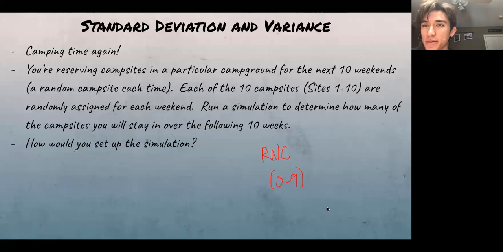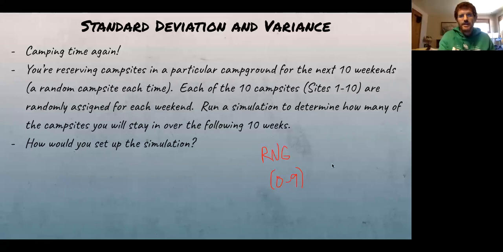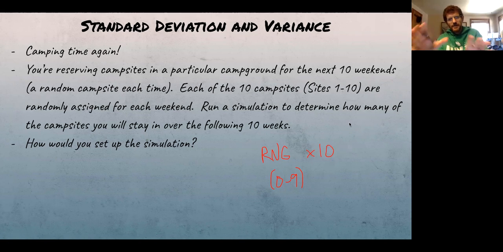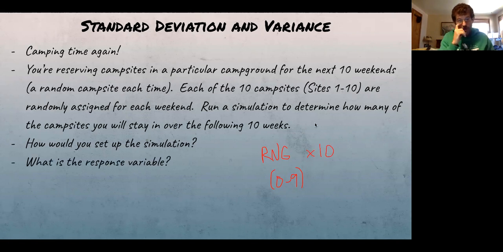Do it 10 times. There you go. Run that 10 times. All right, and that's good. So I'll just put times 10. I know that would not be an FRQ appropriate way of describing it, but that gets the point across. What's our response variable in the simulation?